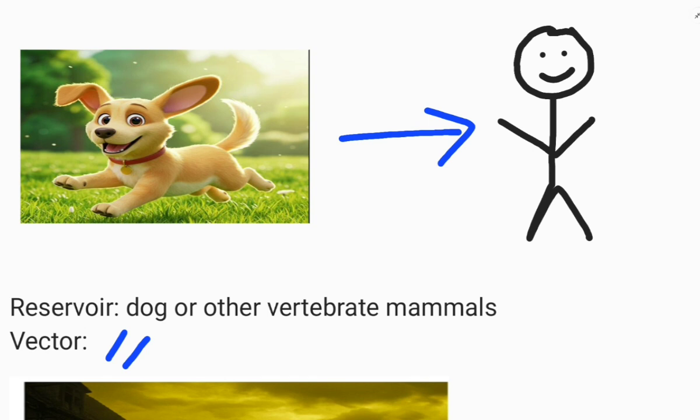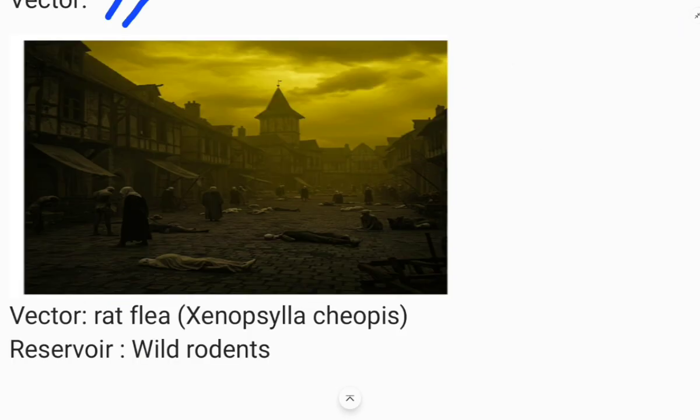Diving into our first example, going over it again, we have rabies, in which the dog or other vertebrate mammals, like I would say bats, are the reservoir. And also in the case of rabies, the dog itself bites the human. So in this case, the dog is both the reservoir and the vector.